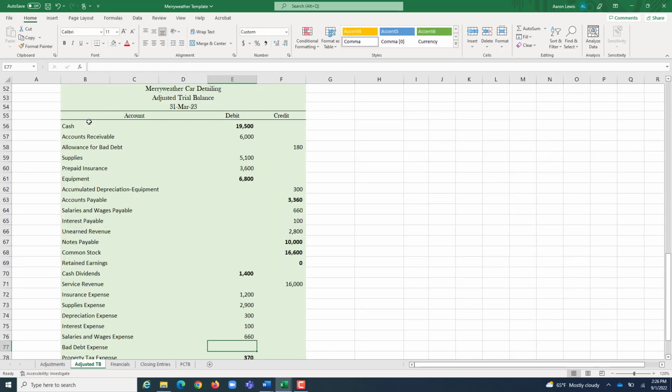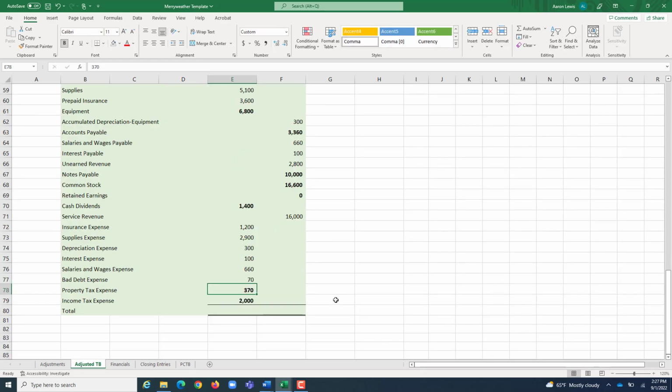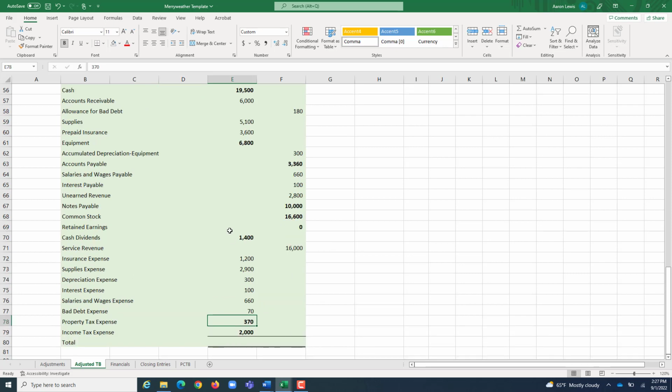And lastly, we have our bad debt expense. It's going to have a debit balance because it's an expense account. Hit equals. Go up. Find our current balance, which was $70. Bring that on down. And now we have everything filled in. And this is the point where we hope that our debits equal our credits.